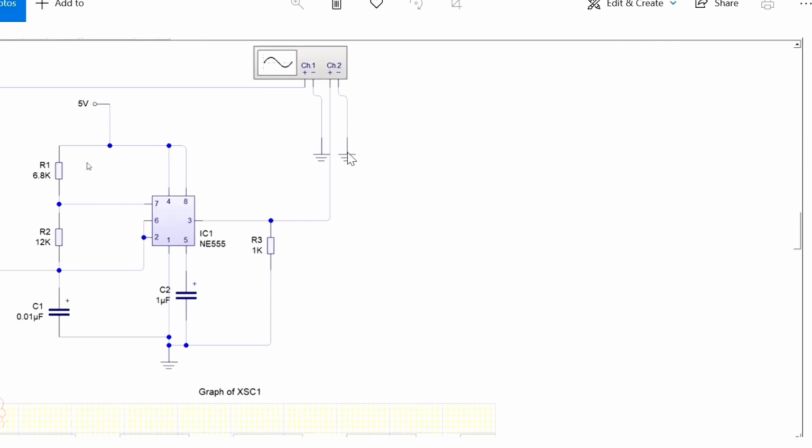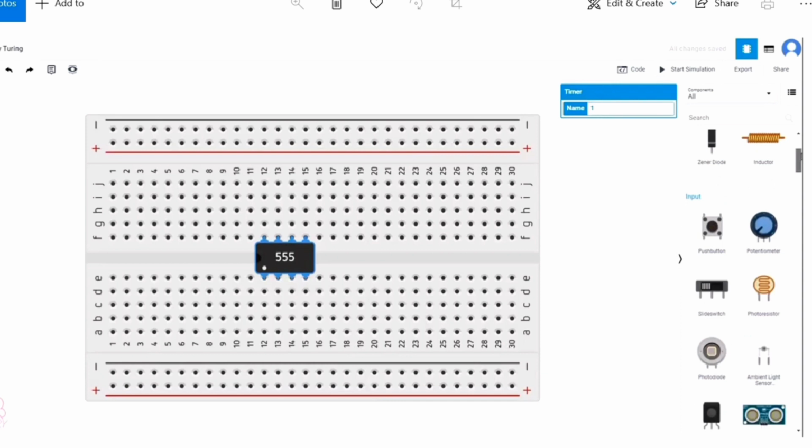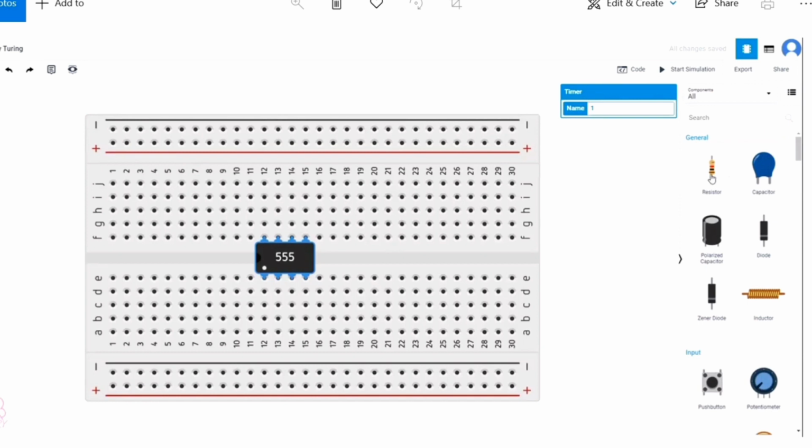In this way we are going to make the connections on a breadboard using Tinkercad. For the first connection, we placed a 555 timer IC. Next connection: 4 and 8 shorted, 6 and 2 shorted. The 555 timer IC is connected.